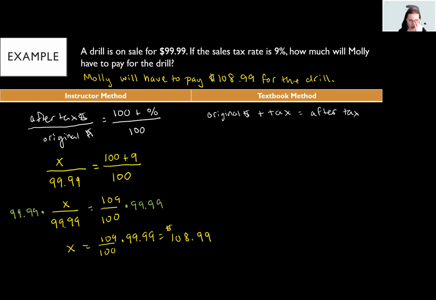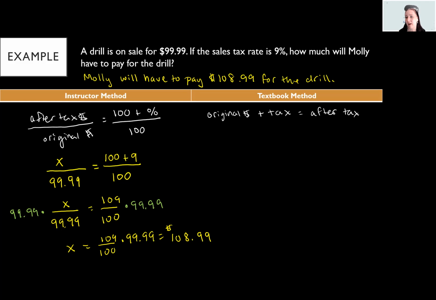But the problem, and this is why I don't particularly like the textbook method, is that they don't give you the dollar amount of tax. So you can't just add 9% to 99.99. You'll actually get close here, but that's not the correct procedure. It won't work for every situation. It just happens because of the numbers that it will actually work in this case, but that's not really what you're supposed to be doing.